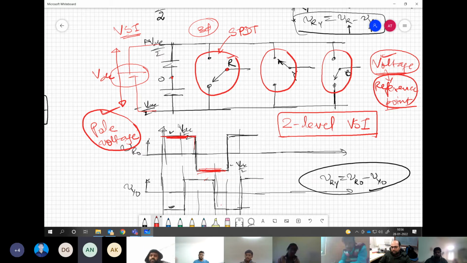So ground. Where is ground? With respect to the negative point. If with respect to the negative point I am saying this is plus VDC, then with respect to the midpoint, can I not say that this is plus VDC by 2 and this is minus VDC by 2?